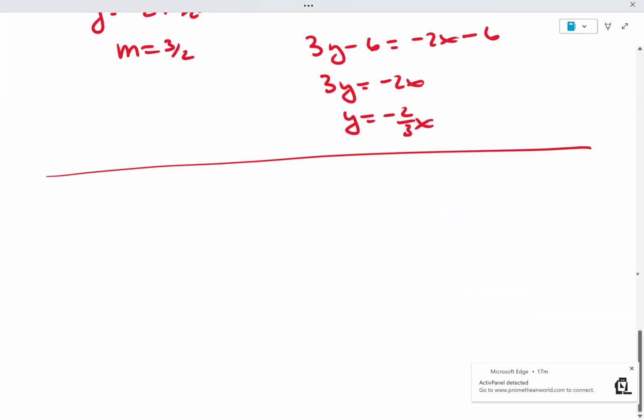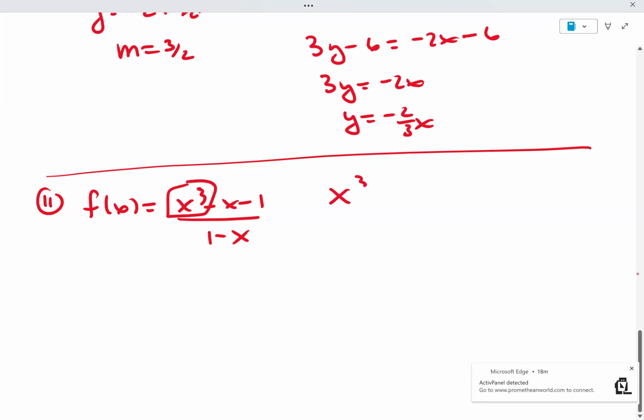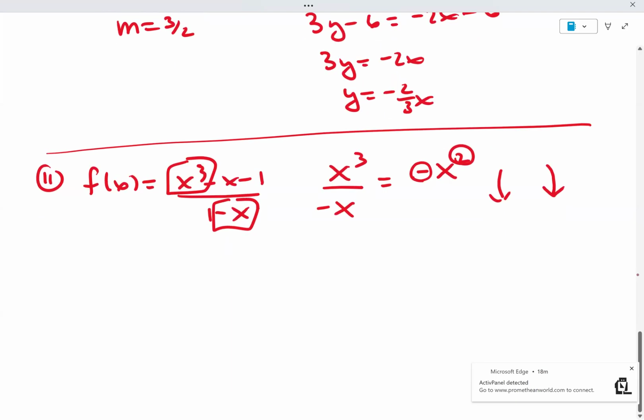Number 11, the end behavior of this rational function. Before you spot the leading term for this end behavior, you take the leading term of the top, which is x cubed, and you take the leading term of the bottom, which is -x. Again, the term with the higher exponent. But these reduce to give me -x squared. So I have an even power, negative leading coefficient, so it's flipped upside down. So that's going to describe the end behavior.